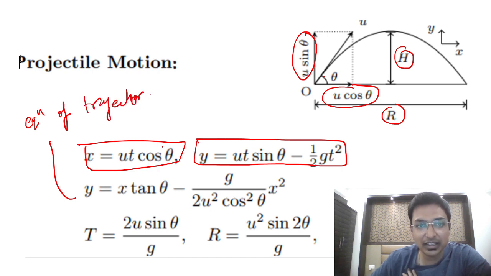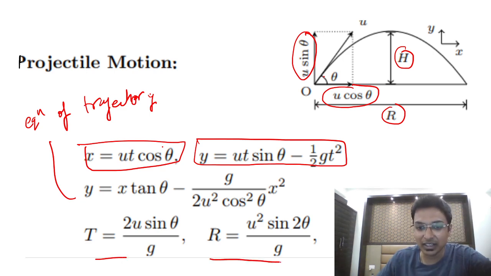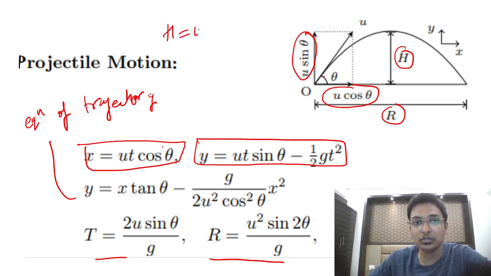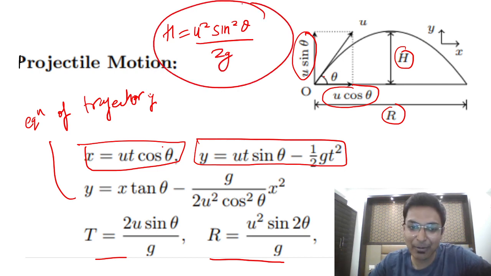Now this is the T, that is the time of flight. This is 2u sine theta by g. R is the range, so u square sine 2 theta by g. And what is the maximum height? So this is given by h is equals to u square sine square theta upon 2g. So in one slide we have completed the entire projectile.